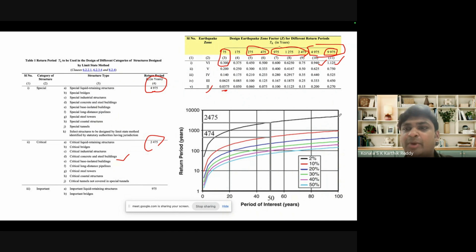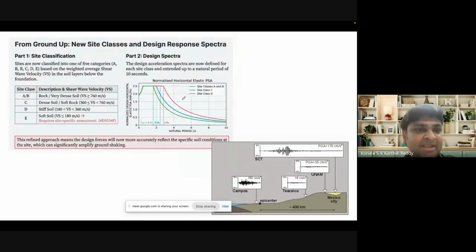And after a certain point, the curve also saturates, which means if you want to design your structure for 10,000 years and all, there won't be any amplification. The value saturates. It's going to be 1.125 only. Similarly, for zone 3, it's going to be 0.450 only. I'll explain a bit about return period if you guys are interested. But for time being, I'll go to the next slide.